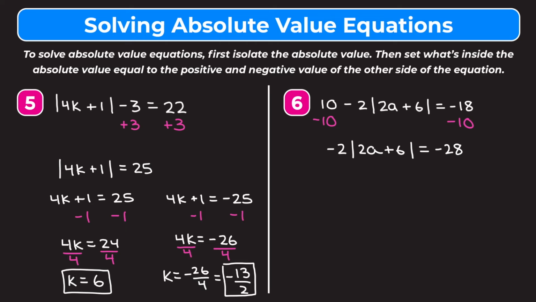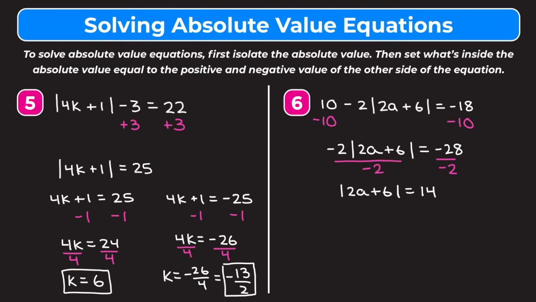And now this is very important. You cannot distribute numbers into absolute values. So we're not going to distribute this negative 2 in. We want to get the absolute value completely by itself by dividing both sides of our equation by negative 2. So just to reiterate, do not distribute numbers inside of our absolute value. Negative 2 divided by negative 2 is 1, so we're left with the absolute value of 2a plus 6 on the left. On the right, negative 28 divided by negative 2 is positive 14. So we have our absolute value isolated. We have a positive number on the other side.